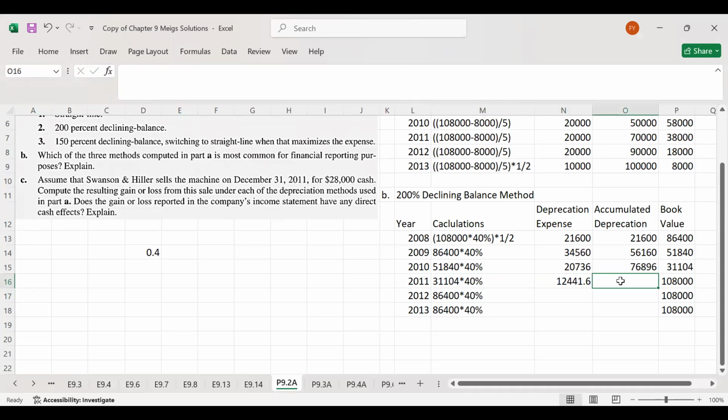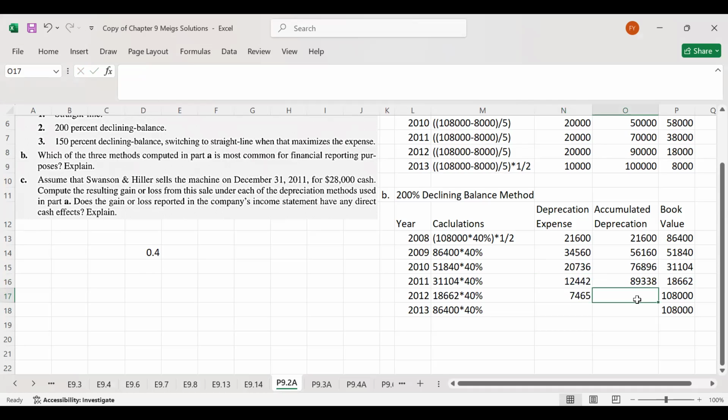So this depreciation, accumulated depreciation would be previous year depreciation 76,896 plus current year depreciation, which is 12,442. Next year, we take the book value, which is 18,662, and the depreciation will be this one, which is 7464, or you can say 7465. We can write down exact 7465. And here it is 12442. So this is 12442.